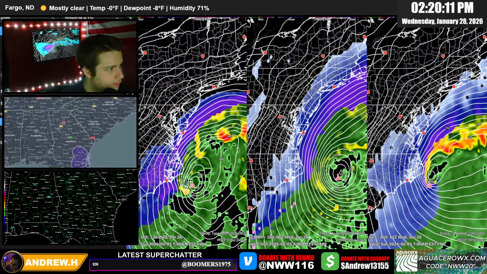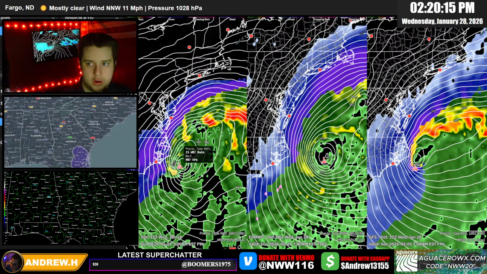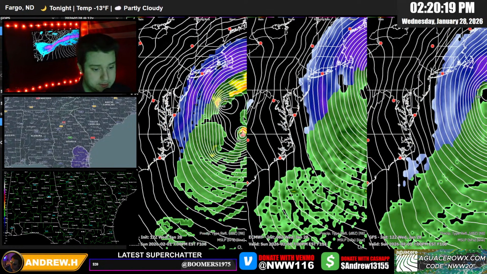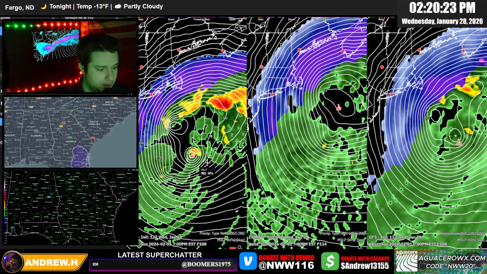We've been seeing a lot of bomb cyclone talk. Yeah, because of how strong this low is, it's not exaggerated either. I mean, it's real. It's real. Just look how strong and how large this low is.